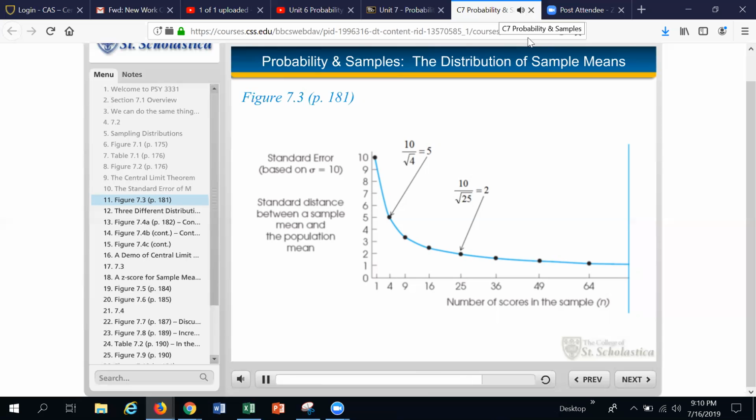You can also see on this graph why we talk about sample sizes of at least 30 as being sufficient, because as we increase sample sizes beyond about 30, there isn't much benefit in terms of decreasing the size of the standard error.